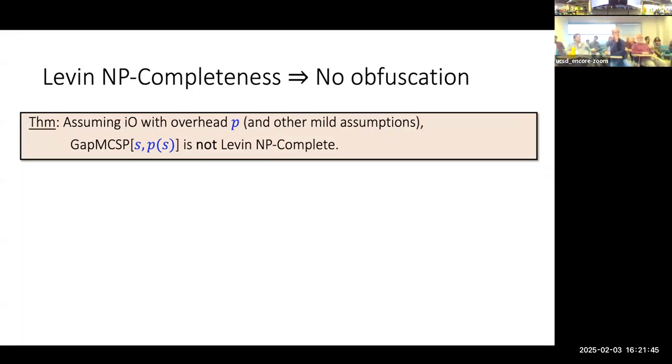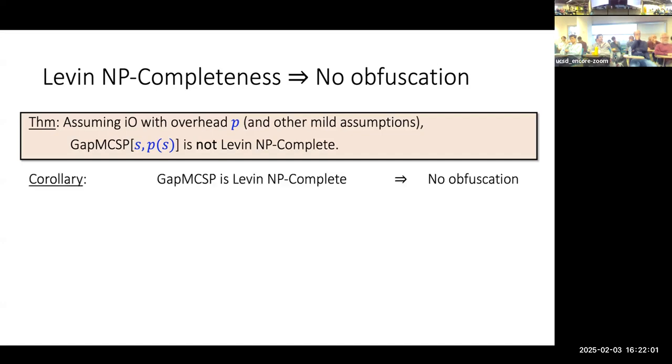The last thing I want to say about this result is that this gives us a connection between cryptography, between obfuscation, and GapMCSP. And we can take this connection and look at it from the other direction. If we look at it from the other direction, we get that if we are able to prove that GapMCSP is Levin NP-complete, then we will get that obfuscation does not exist. So this gives us a way to prove that there is no obfuscation. It will be amazing. And of course, I'm lying here.